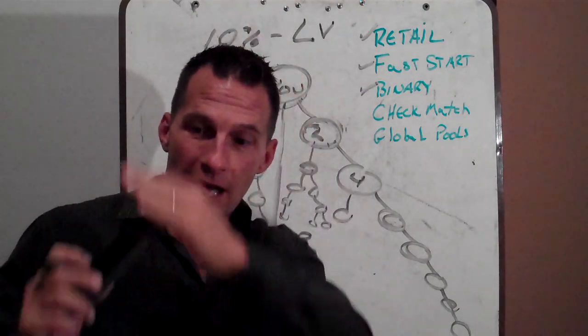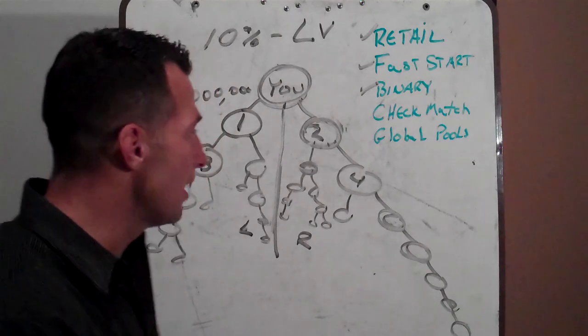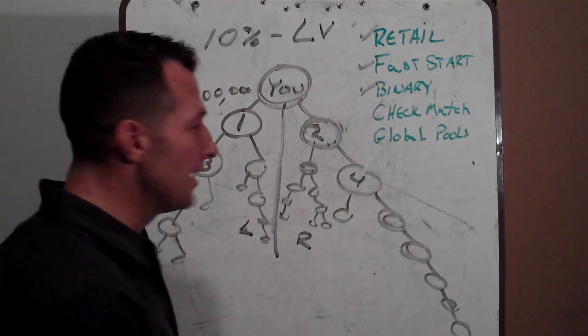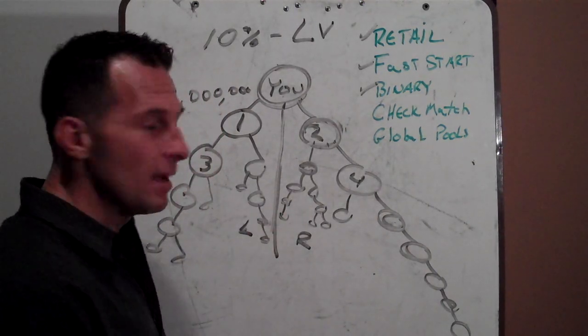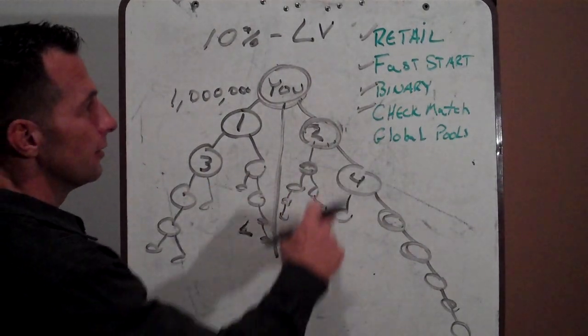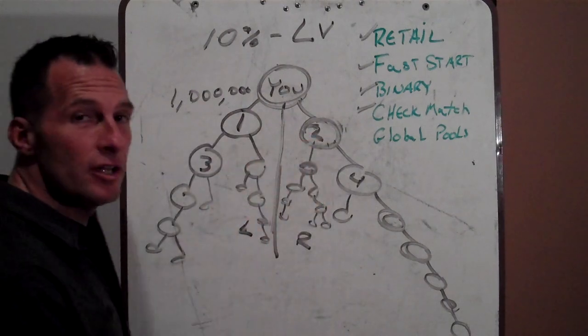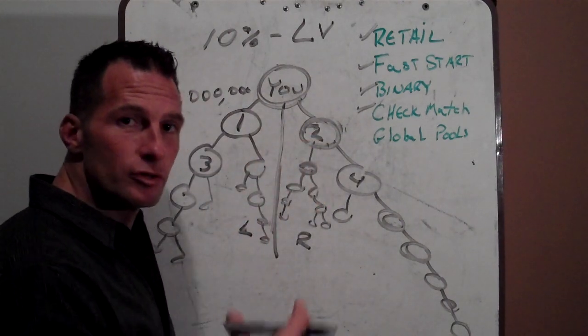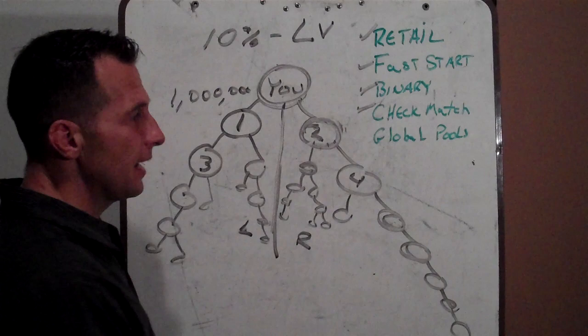And then those people fall out, and then it's not a good situation. And I know this from experience, by the way. I've always had a method to my madness when I teach it. So with a check match, slow down here. Is it really a check match? It is based on anybody in your personal enrollment tree that gets people you can get paid on.